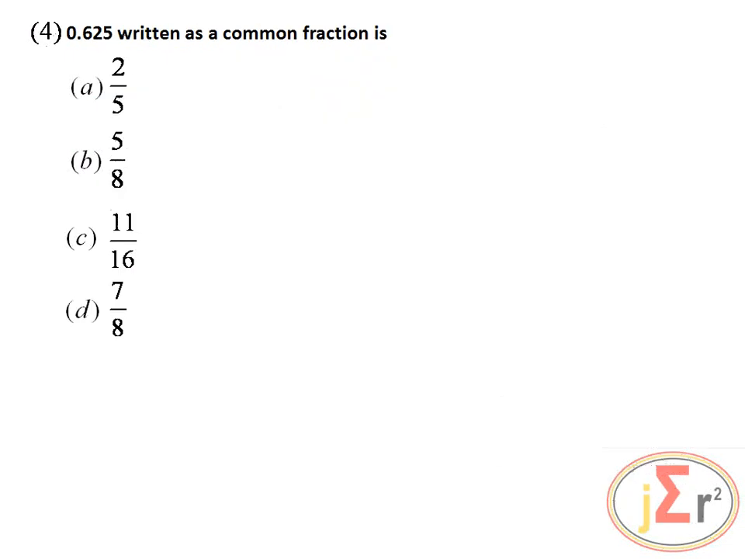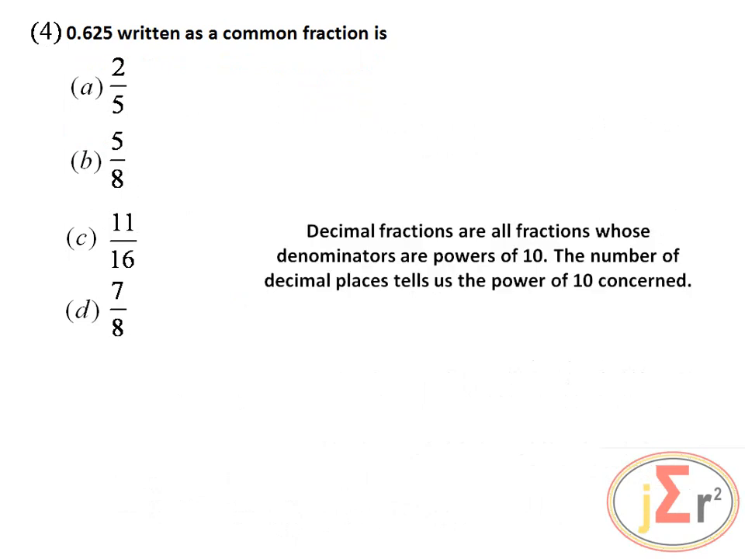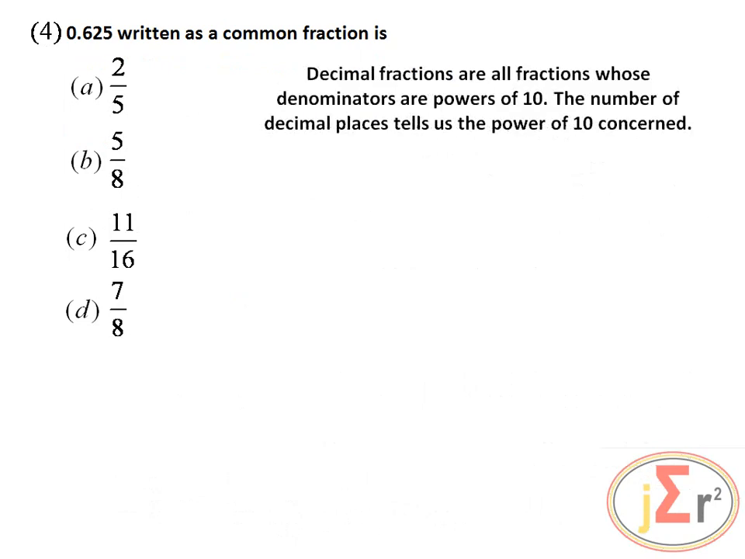So, write that number that we have there, 0.625, as a common fraction. Decimal fractions are all fractions whose denominators are powers of 10. The number of decimal places tells us the power of 10 concerned. So, very quickly, 1, 2, 3. We have 3 decimal places, so the power of 10 will be 10 to the power of 3.